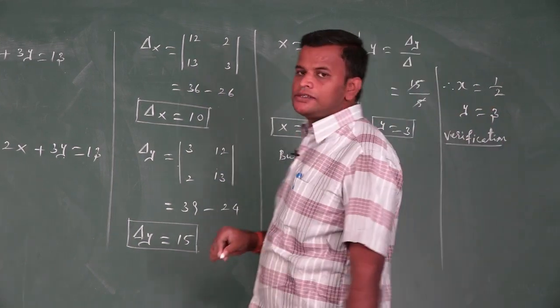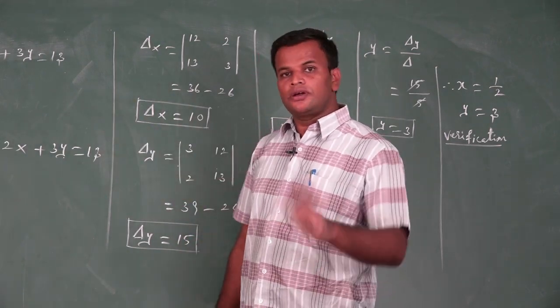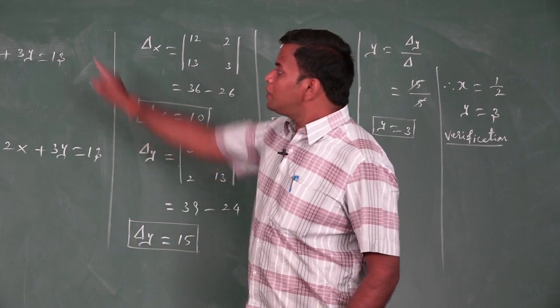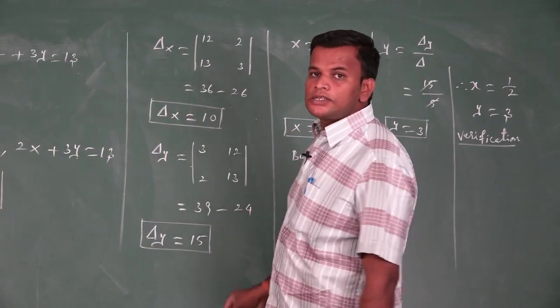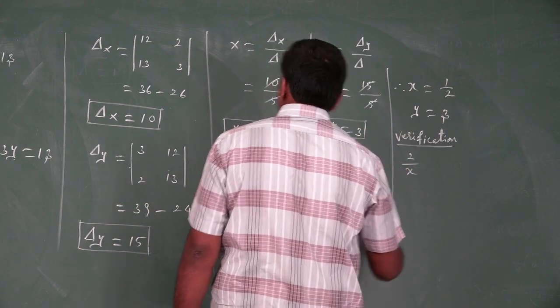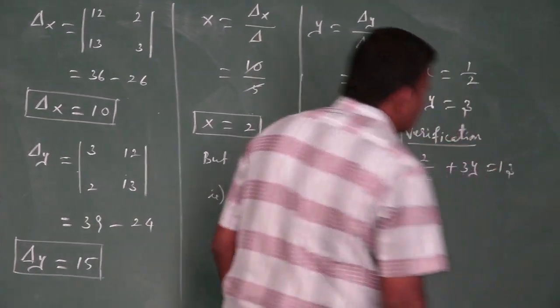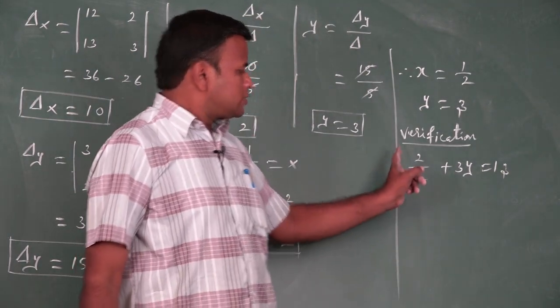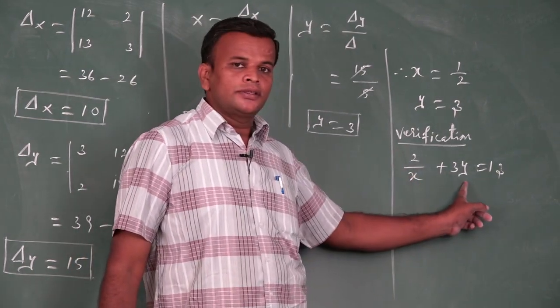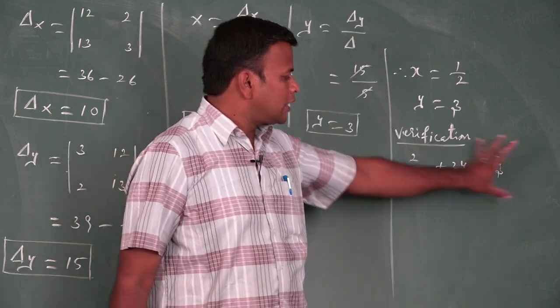Check our answer. If we take any one of the given equations, it may be the first equation or second equation, it is your choice. I will take the second equation. What is the second equation? 2 by x plus 3y is equal to 30. Now we substitute the value of x and y. It satisfies this equation. That is, the LHS will come exactly 30.